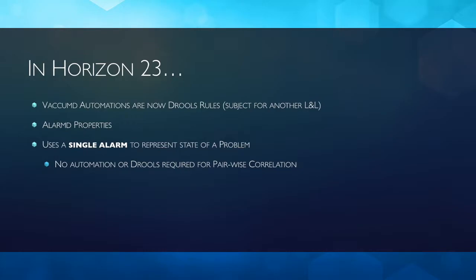Nice pun, Jeff. There's also now been introduced some properties for Alarm B, where Alarm B had none before, and we're using a single alarm to represent the state of a problem in the network. No automation or Drools is required for the pairwise correlation.